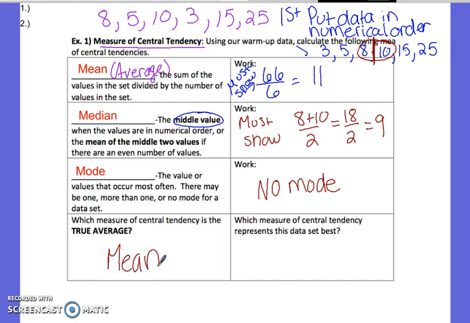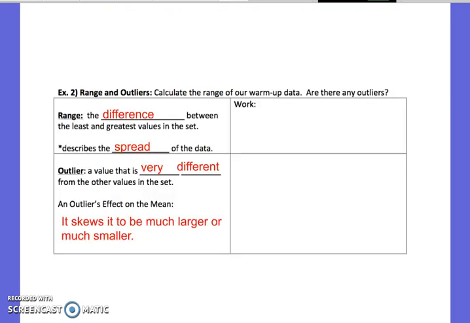What represents this the best? Would it be the mean, the median, or the mode? Let's think about this for a minute. Would 11 right here be the best representation for this data set? I would actually say that the median would be. And the reason why is this 25. We're going to talk about that 25 in just a minute. But if you're thinking in the back of your head that that's an outlier, you're absolutely correct. We're going to talk about that next.